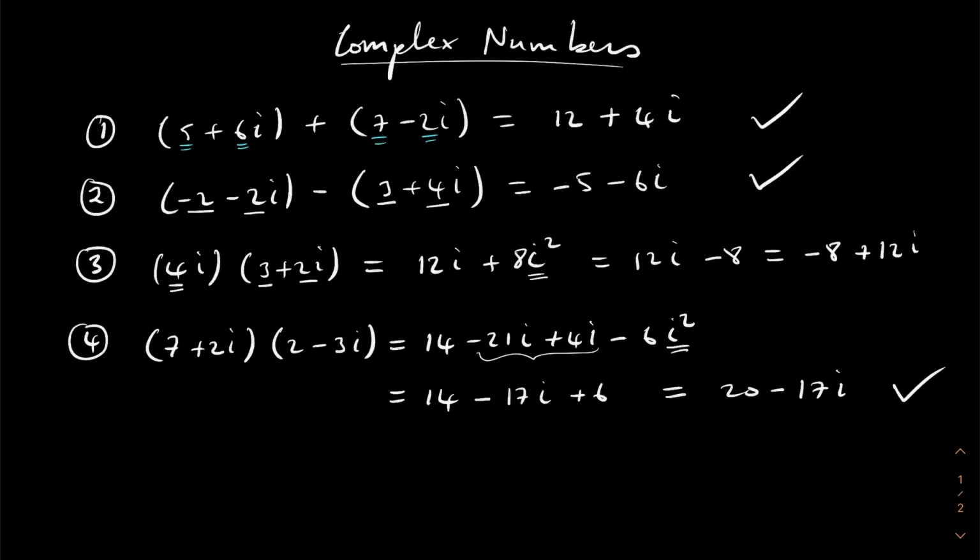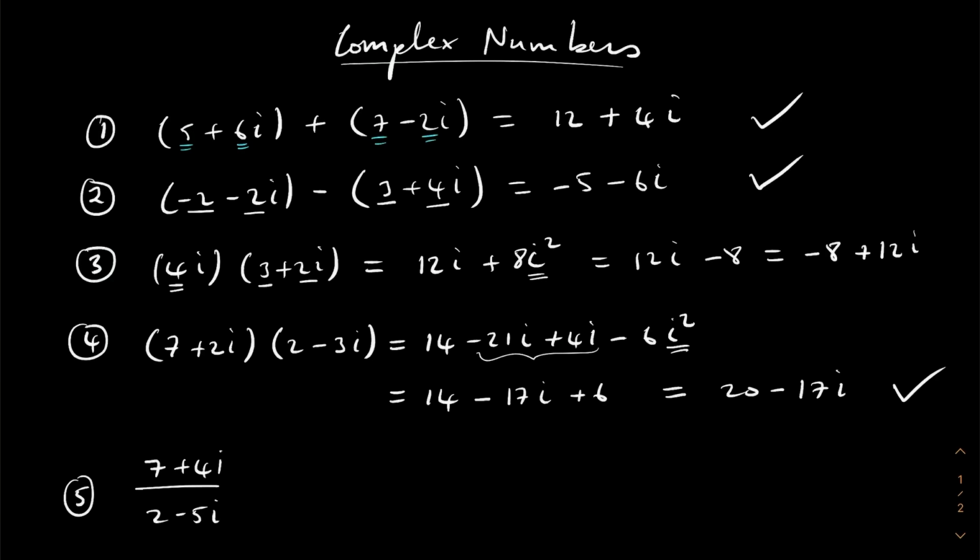So how do you go about dividing complex numbers? For an example, let's say you have the complex number 7 plus 4i divided by the complex number 2 minus 5i. Okay, so to divide complex numbers, what you have to do is look at the bottom complex number and multiply the top and bottom by its conjugate.